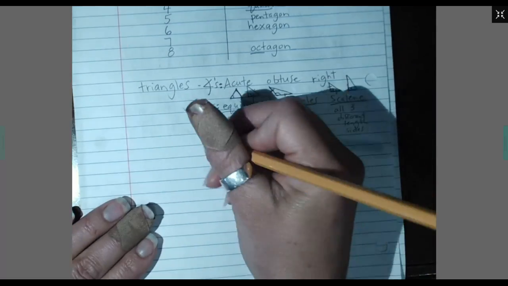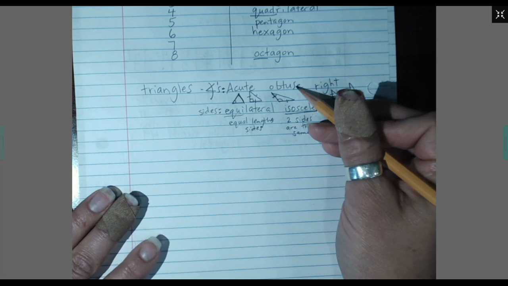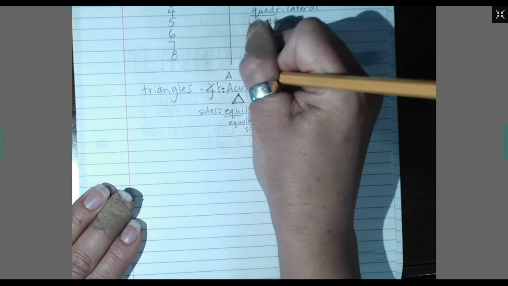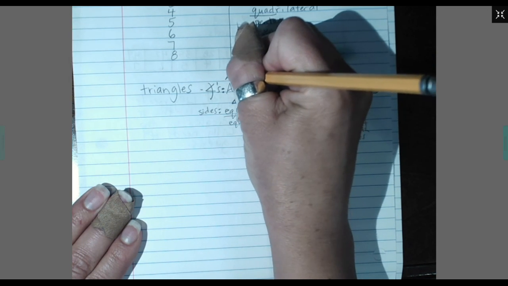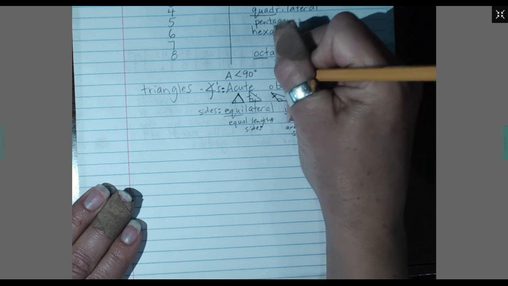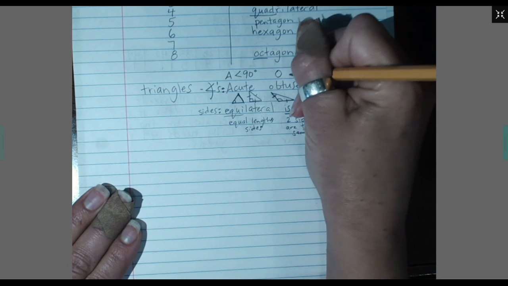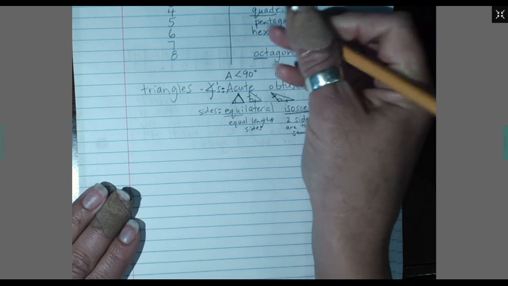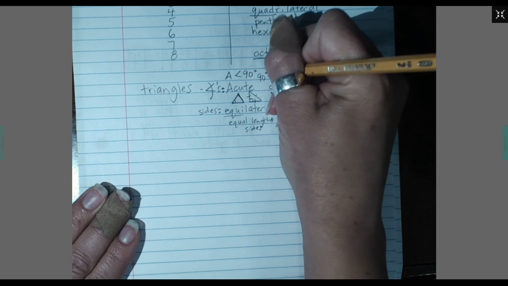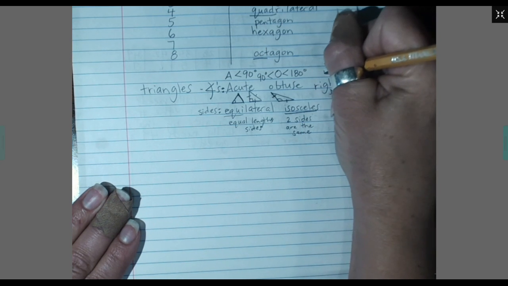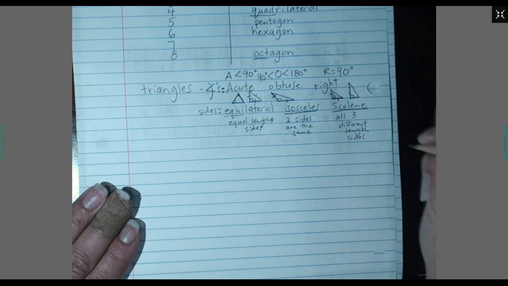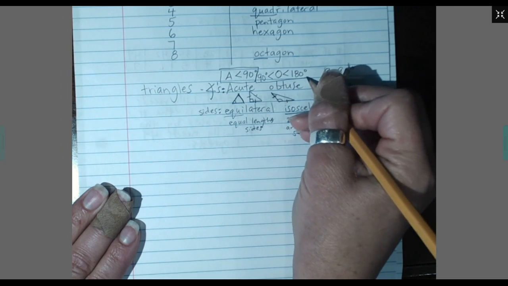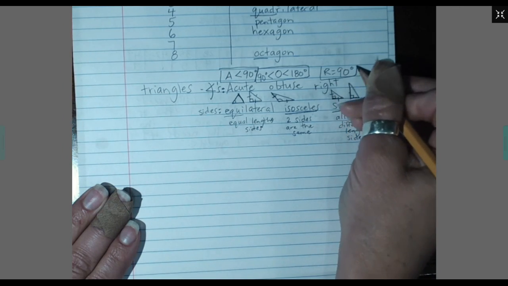So we have acute, obtuse, and right angles. Acute is less than 90. Obtuse is greater than 90, but less than 180. So I'll write this down. Acute is less than 90 degrees. Obtuse is less than 180, but it's greater than 90. And a right angle is equal to 90 degrees. Okay, so that was my acute, my obtuse, and my right.